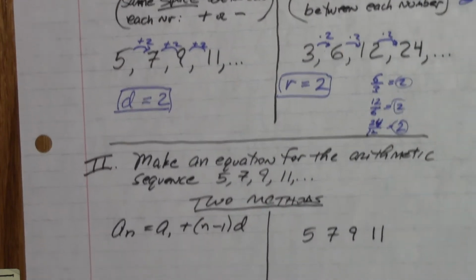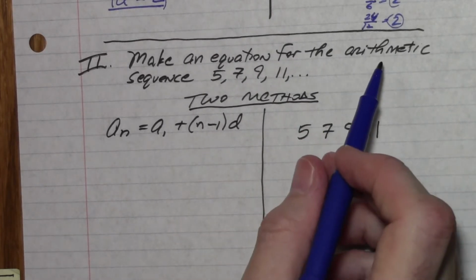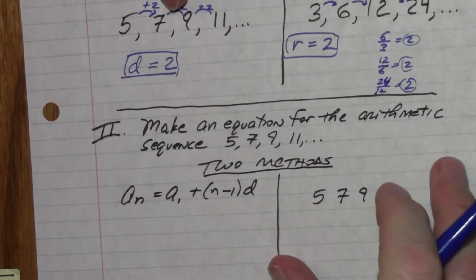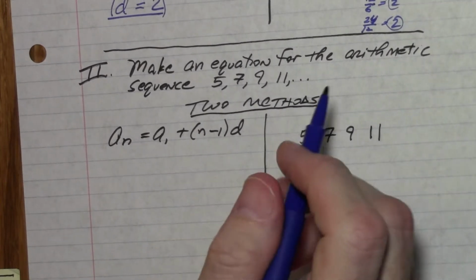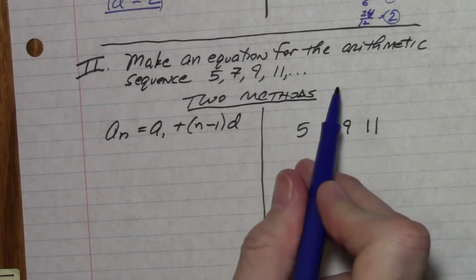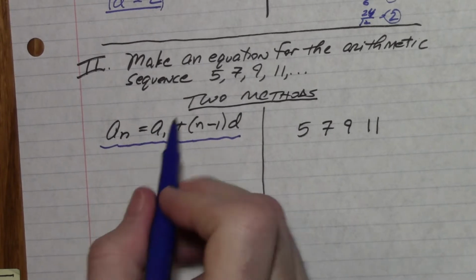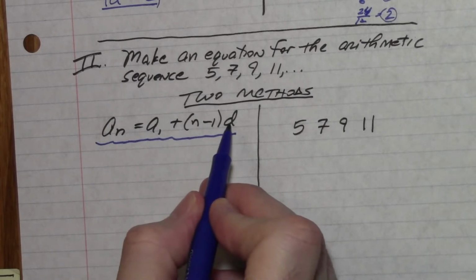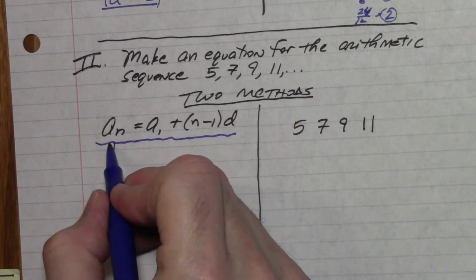Now, one of the skills to have here is to make an equation for the arithmetic sequence 5, 7, 9, 11. Same one that's here, so we figured out that this is d. All right? So there are two methods to find the equation. One of them is to use this formula here, and we're going to start with that, and then we're going to look at another way to do it. If you memorize this formula, then you can put the things in it. So let's talk about what each of them is.